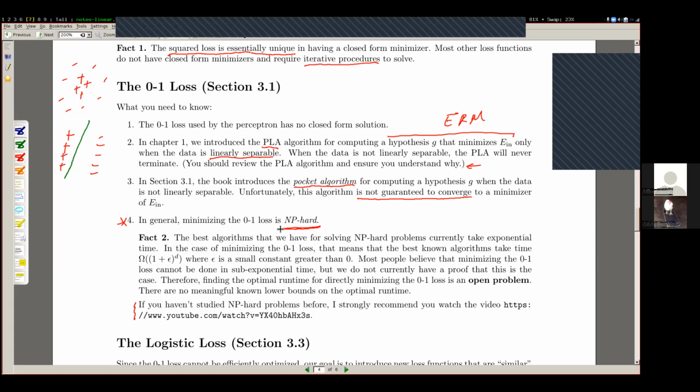So the idea here is that the best algorithms that we currently have for solving NP-hard problems take exponential time. And so this notation that I have written here, omega of (1 plus epsilon) to the d, is the particular exponential runtime bound that we have on the 0-1 loss, for any currently existing algorithm solving the 0-1 loss. Most people believe this is a tight bound and that the best possible algorithm would have this bound, but we don't currently have a proof for that. And so it's an open problem whether there is a sub-exponential time algorithm for solving the 0-1 loss.